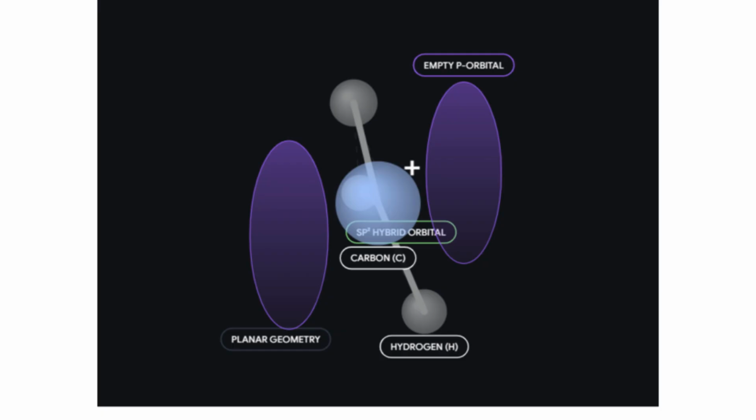Because it only has 3 bonds, the carbon changes its shape. It adopts a planar geometry, flat like a pancake, using sp2 hybrid orbitals. Notice that purple area stretching above and below the carbon. That is the empty p orbital. It's like an empty seat at a dinner table, waiting for electrons to fill it. This emptiness is exactly why the carbocation is so reactive.